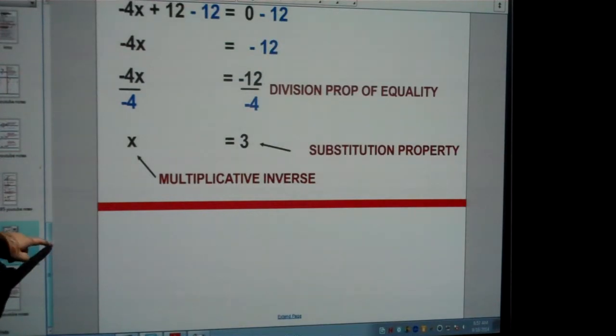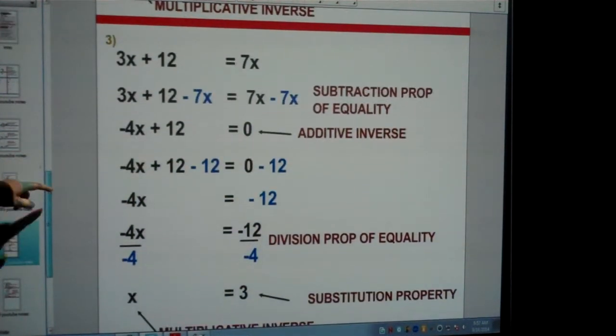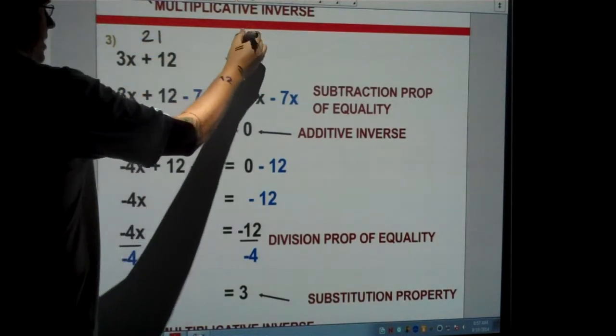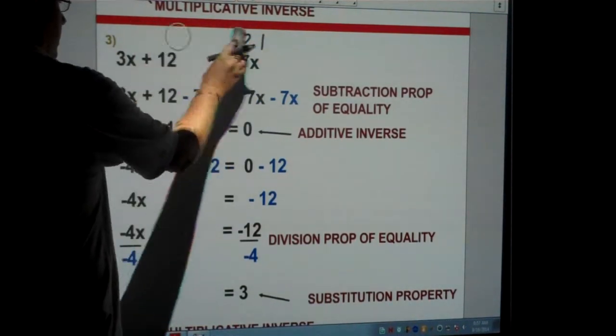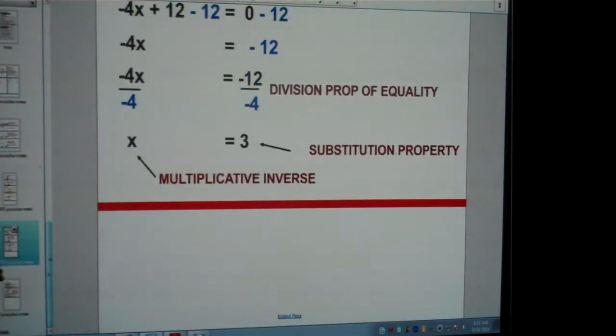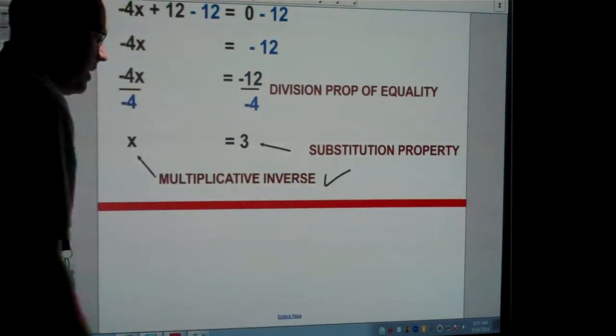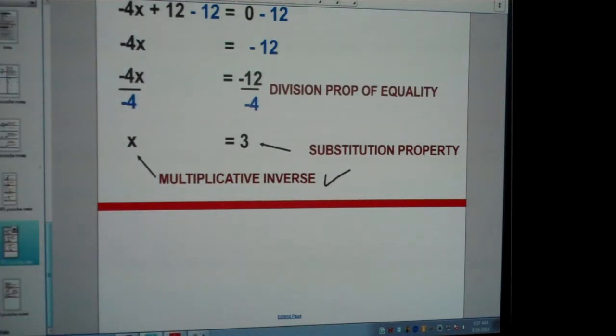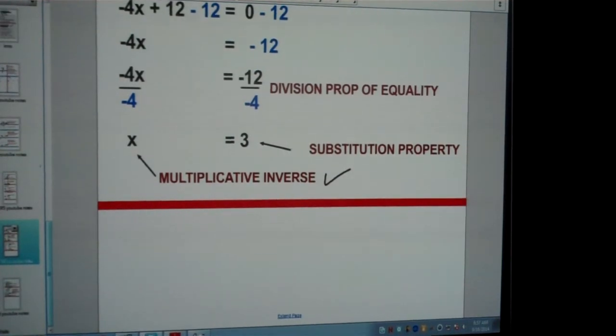I can check the answer 3 in the beginning as well. 3 times 3 is 9, plus 12 is 21, and obviously 7 times 3 is also 21. So I actually know straight away that this answer is correct that I have here, the x equals 3. So that should cover the material for 6, 7 and 8. Two-step equations where you have variables on both sides of the equal sign.